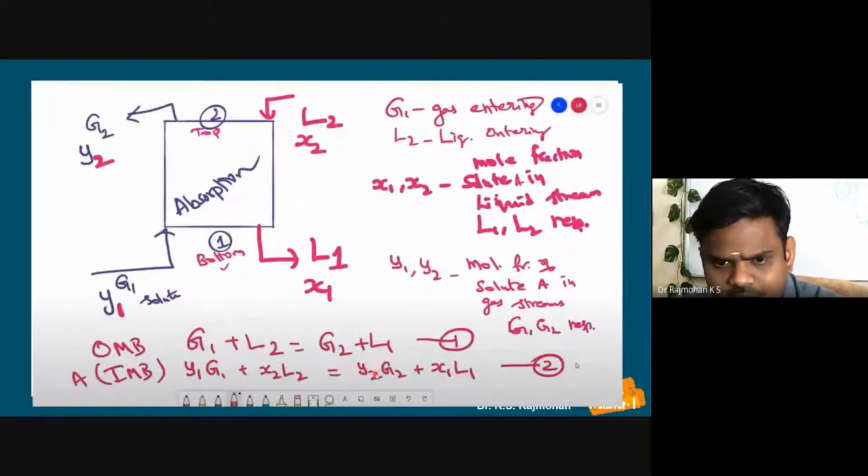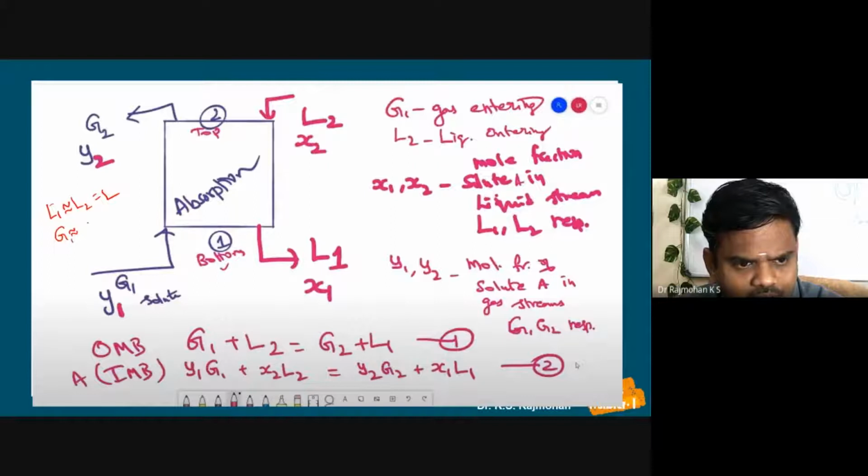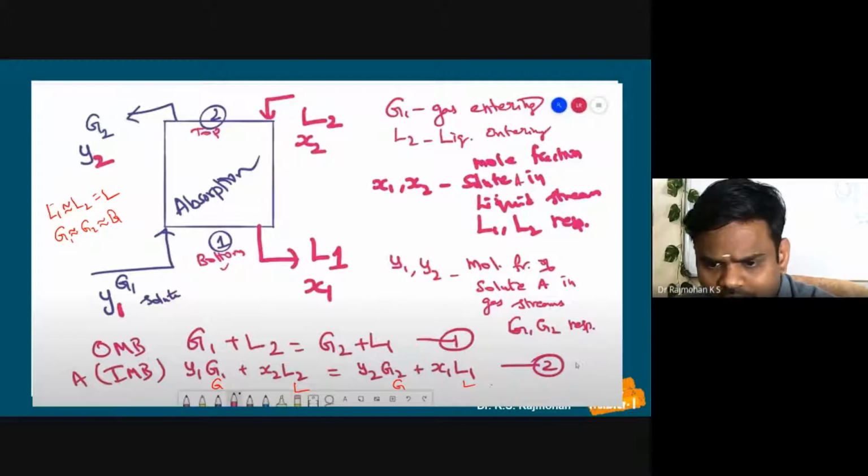So how can it be simplified? If we take L1 equal to L2 equal to L and G1 equal to G2 equal to G, then this becomes G, this becomes L, this becomes G, this becomes L. Okay, so we can take L by G equal to, y2 minus y1 by x1 minus x2.